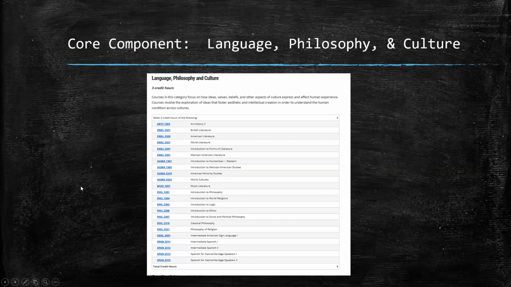Yet another core component area is language, philosophy, and culture. Here we need 3 hours. Pick from the list or look at your degree plan, look at your transfer institution, and see if it calls for a particular course or courses.